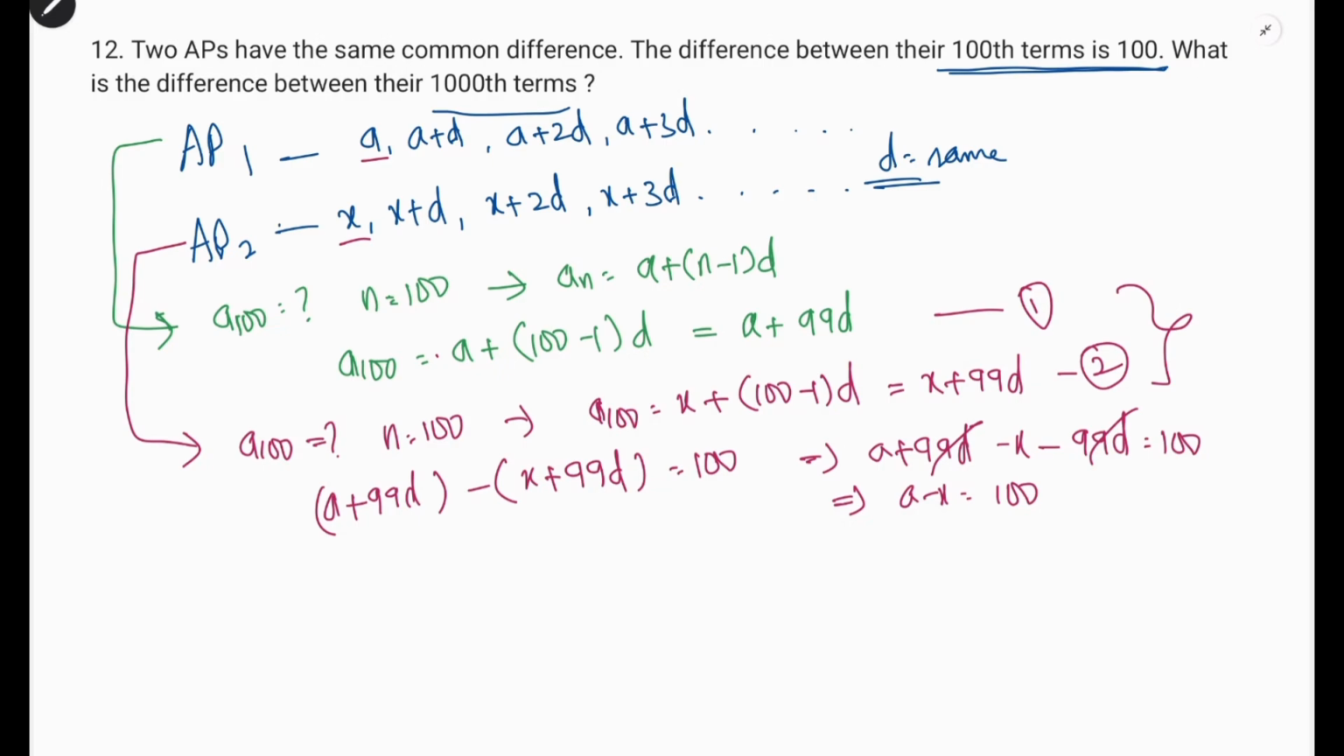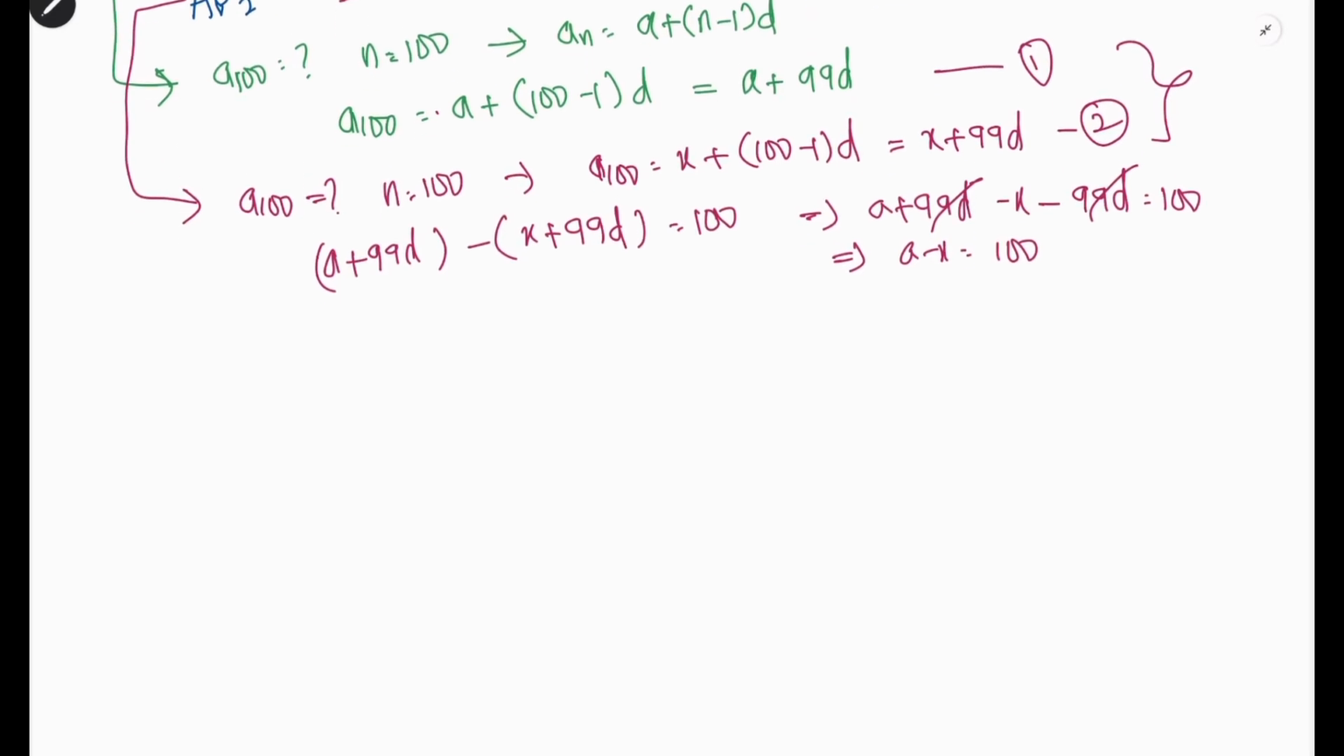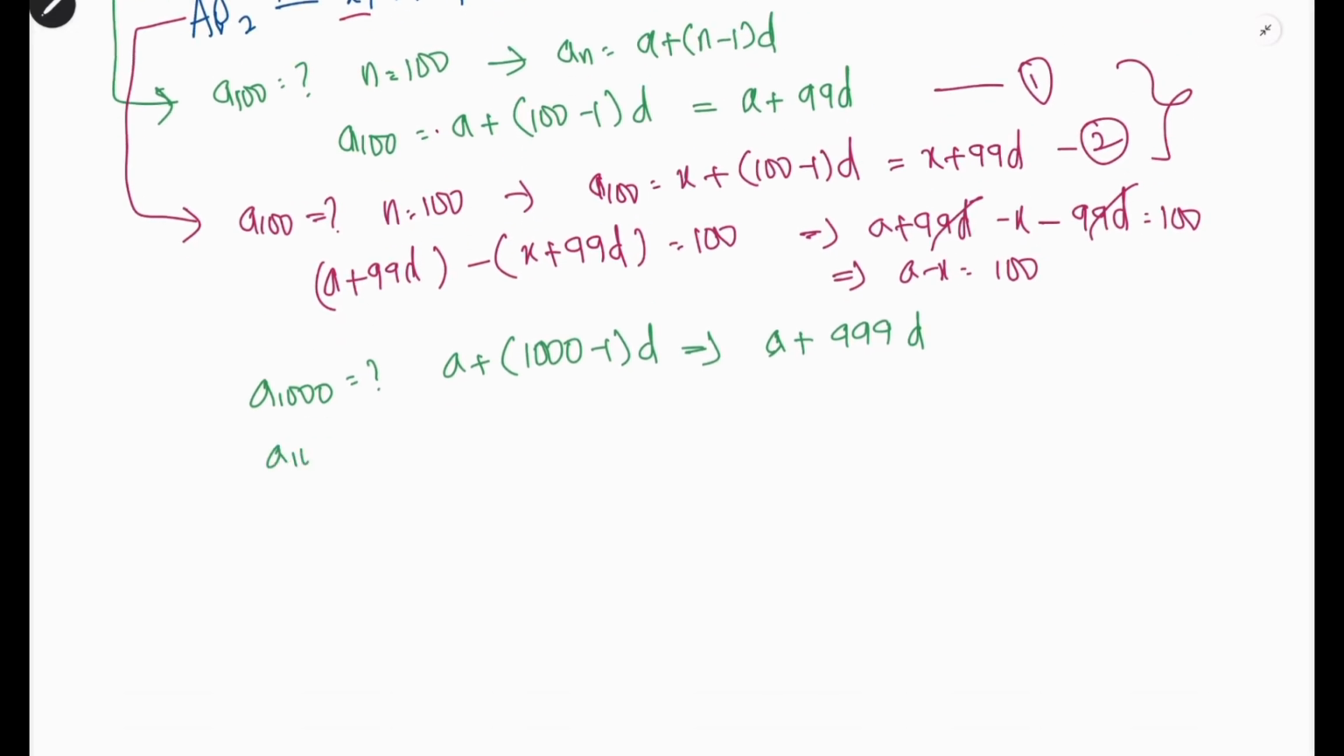Now we have to find the difference between the 1000th terms. What is the 1000th term? It is a plus n minus 1, n is 1000, minus 1 into d. It is a plus 999d. And what is the 1000th term of the second AP? It is first term plus 1000 minus 1 into d. It is x plus 999d.